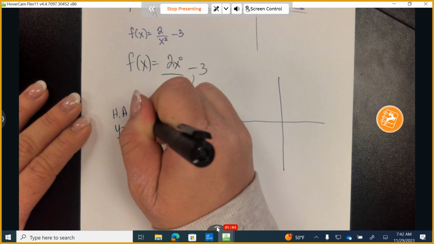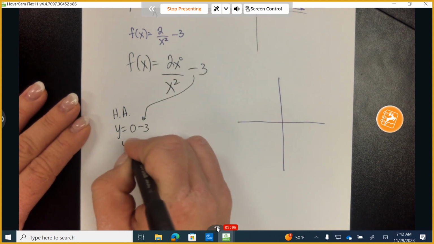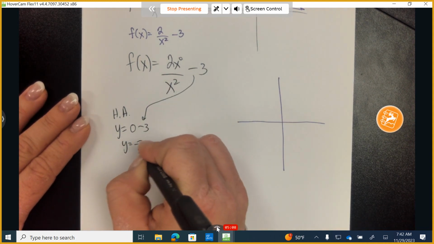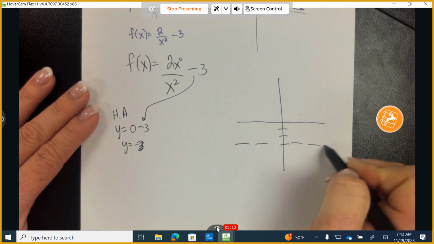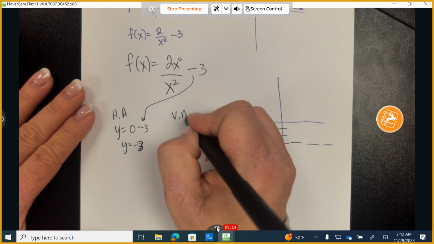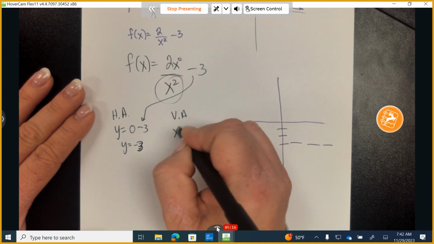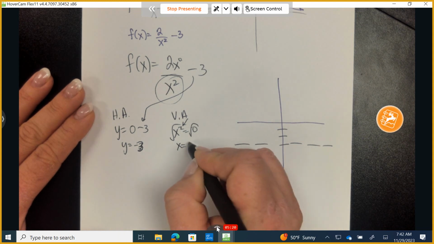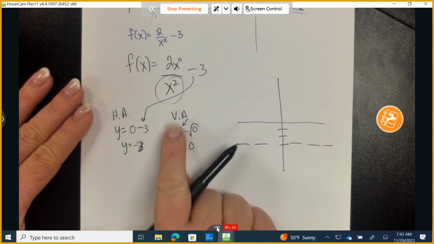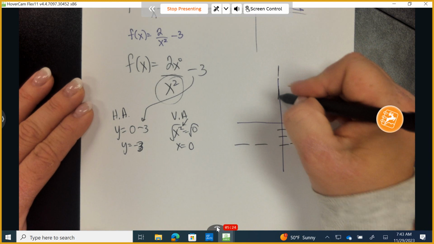But look, we have this vertical shift down 3. So actually, sorry, that's an ugly 3. Actually, our horizontal asymptote occurs at -3. Now, for our vertical asymptote, I'm going to take the denominator and set it equal to 0. And yes, we'd normally have 2 answers, but we know that there's no such thing as plus or minus 0. There's only 0. So I have a vertical asymptote of x equals 0.